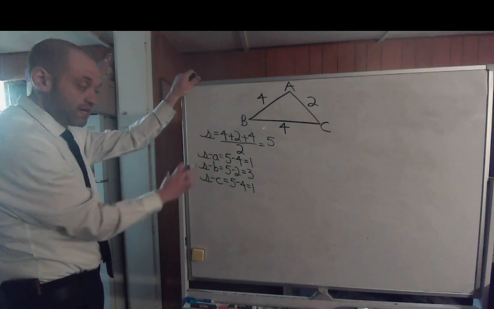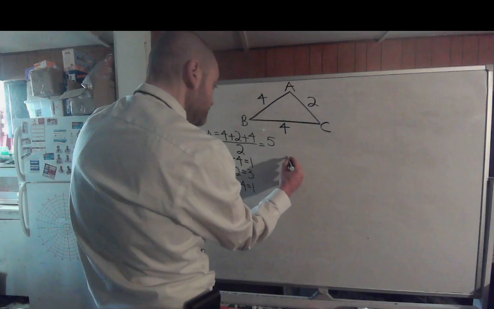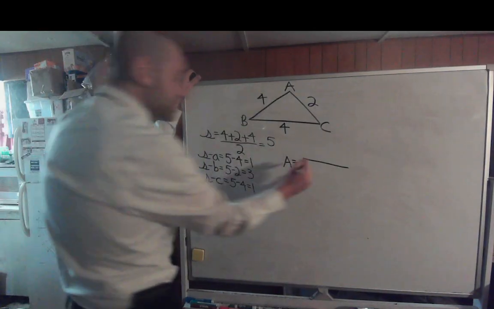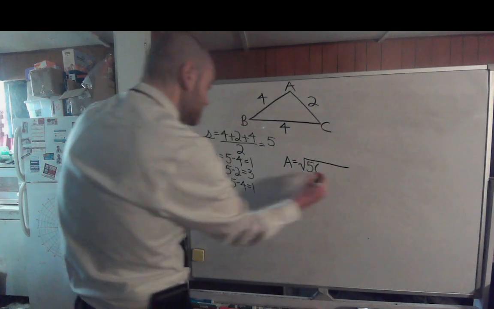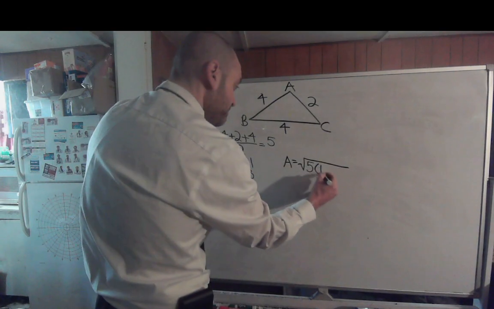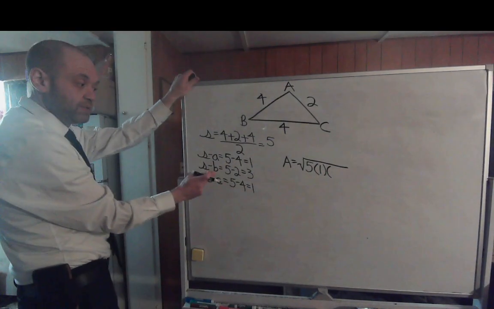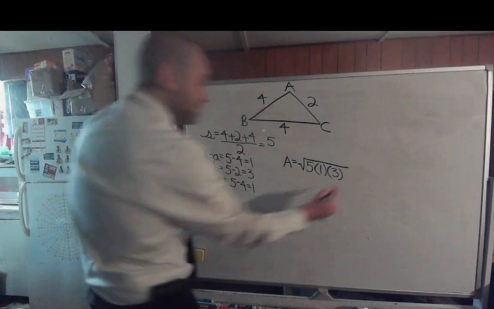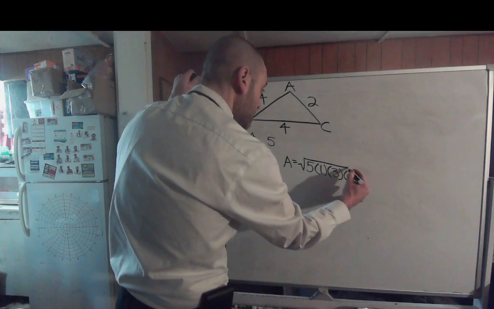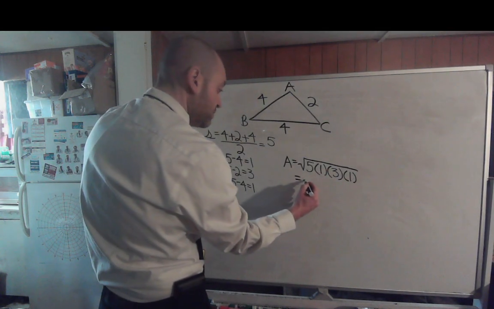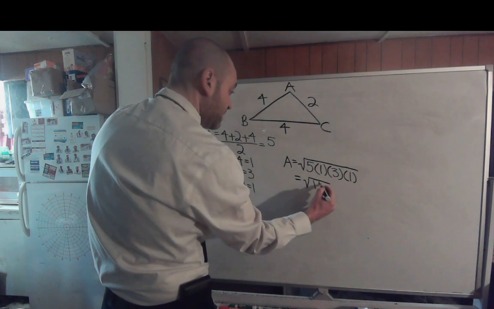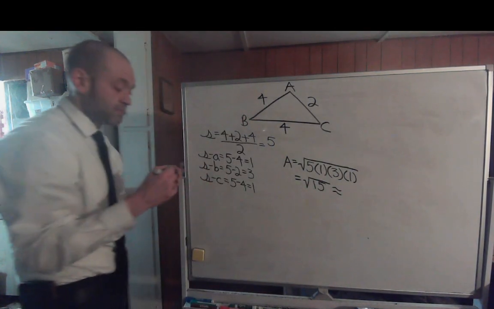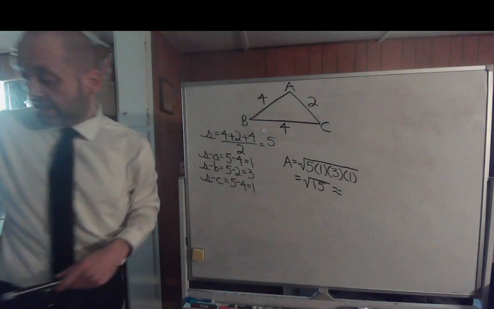So now just take all these and put them into your square root. The area is going to equal the square root of the quantity of your s, which is 5, times your s minus a, which is 1, times your s minus b, which is 3, times your s minus c, which is 1, which would give you the square root of 15. You could leave it like that, or if you want a decimal approximation, we can certainly find that.